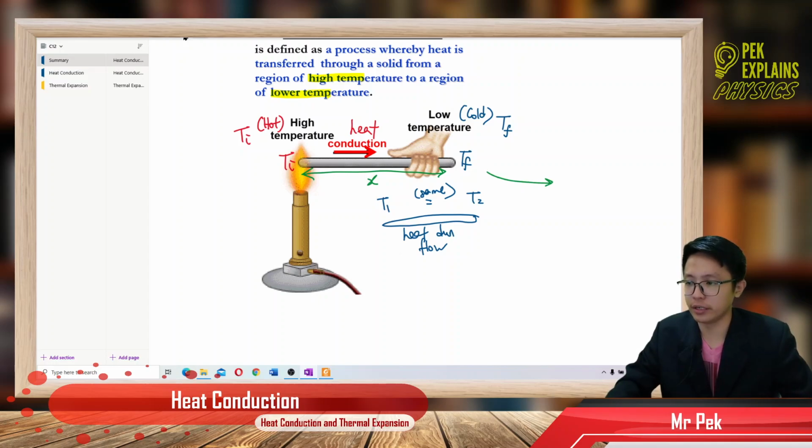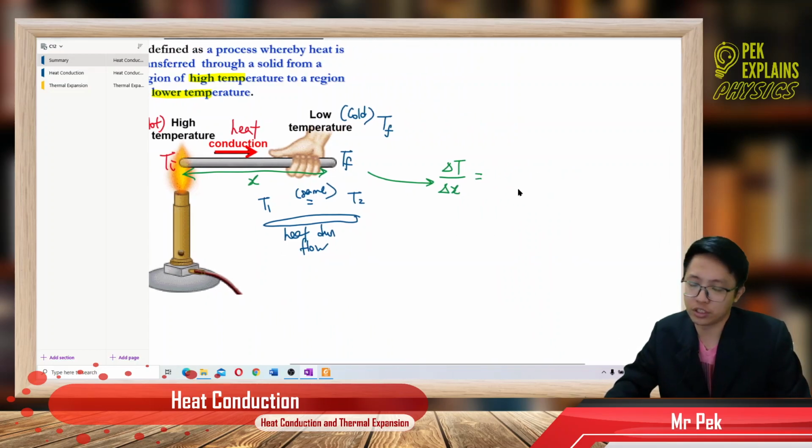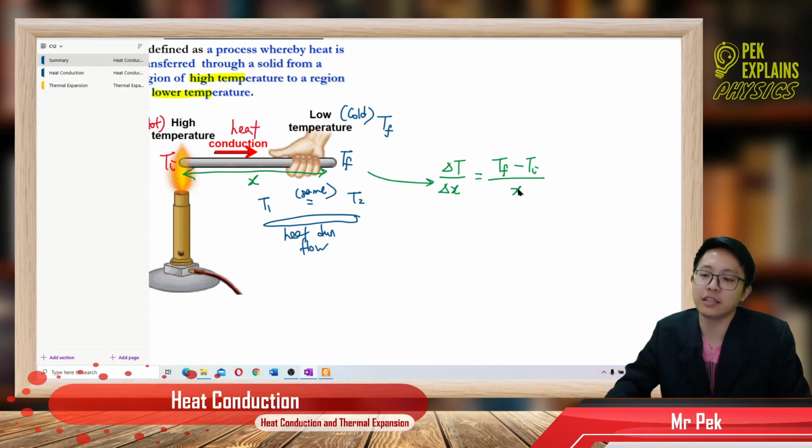The temperature gradient is what we call delta T over delta X. This is the change in temperature, where we use the final temperature minus the initial temperature, divided by X, the distance between the two temperatures. We can also write this as dT over dx. This is what we call the temperature gradient.